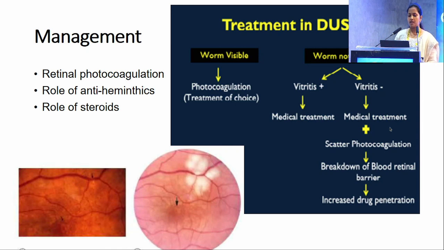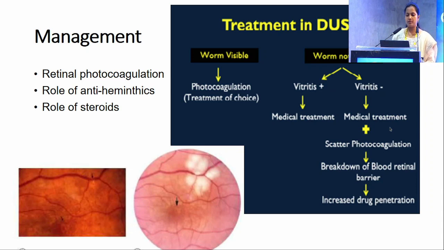In case the worm is not visible, we can do retinal coagulation adjacent to the vicinity of the crop of lesions or sectoral photocoagulation in the periphery because it improves the drug penetration. Antihelminthics like albendazole we can give after photocoagulation of the nematode or in presence of vitritis along with steroids to clear the media.